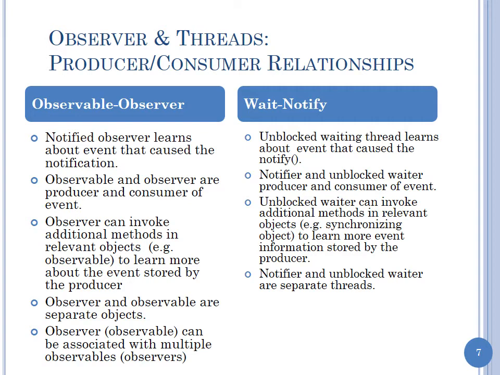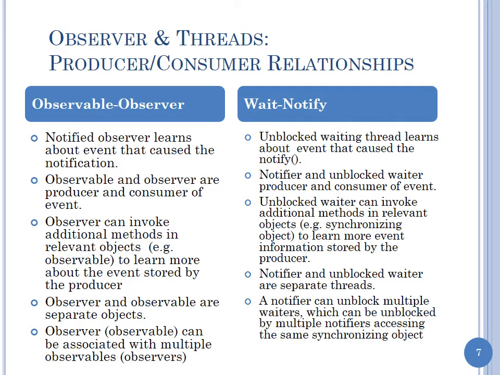An observable can be associated with multiple observers, and a notifier can unblock multiple waiters, which can be unblocked by multiple notifiers. And so it goes two ways. An observable can have multiple observers. An observer can get events from multiple observables. Similarly, in the thread case, a producer can pass information to multiple consumers, and a consumer can get information from multiple producers. So the one-to-many and many-to-many relationships exist in both cases.